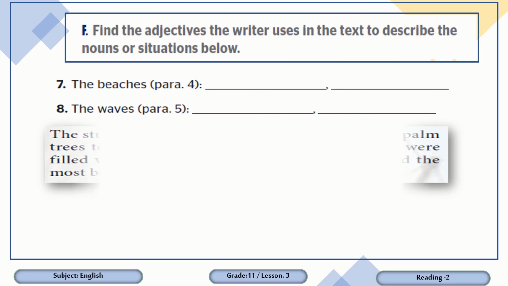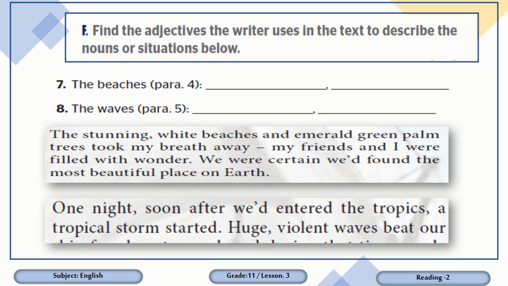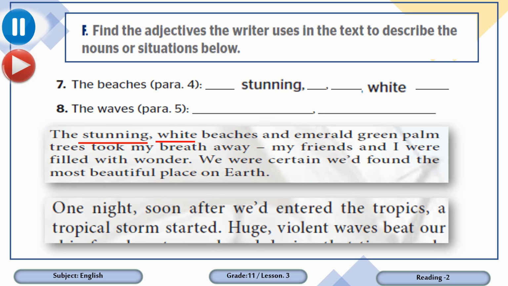Here is the nouns and situations, and here is paragraph 4 and paragraph 5. Please get your answers ready and let's check the answers. Okay. Number 7. He mentioned that the beaches were very good, stunning, and white, and the waves in paragraph 5 were described to be excellent, huge, and violent. Excellent.